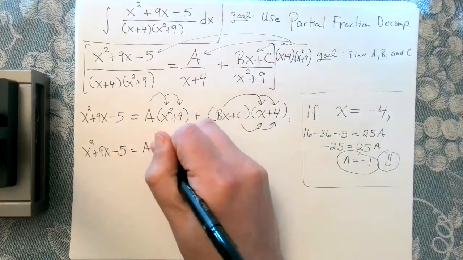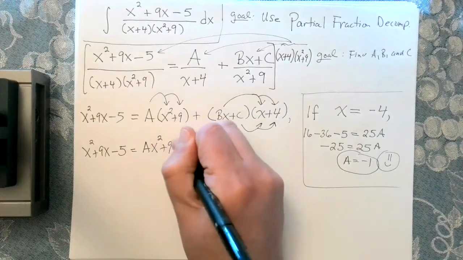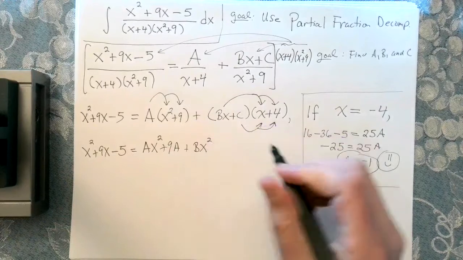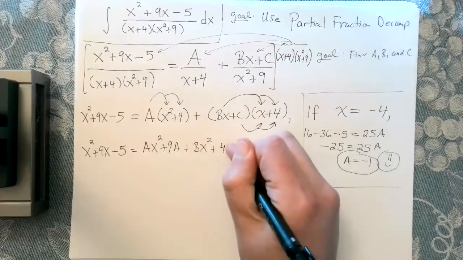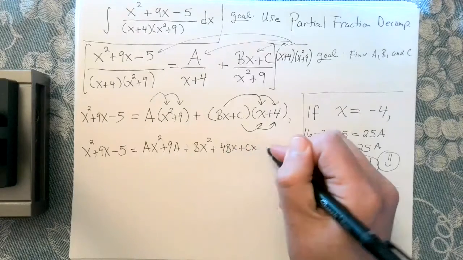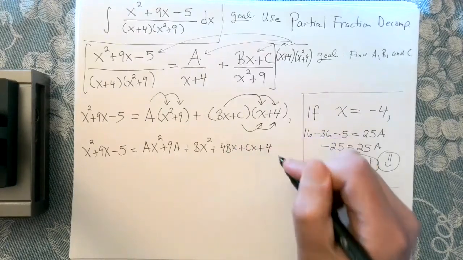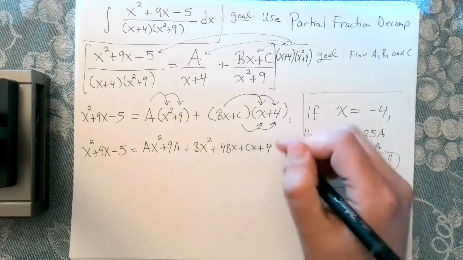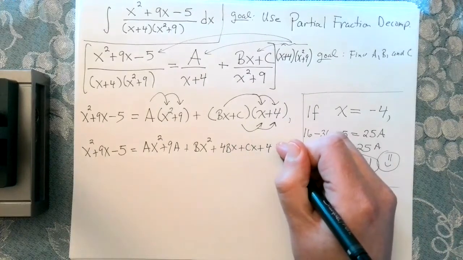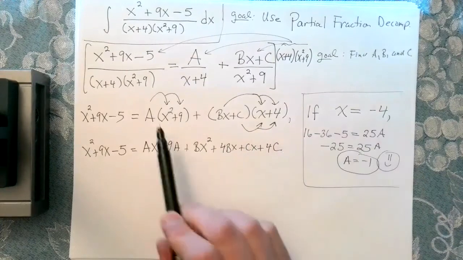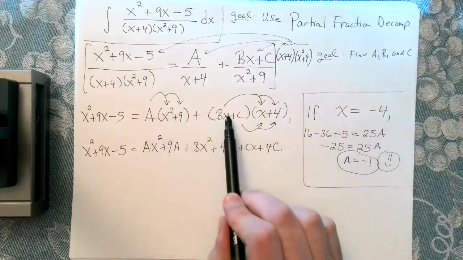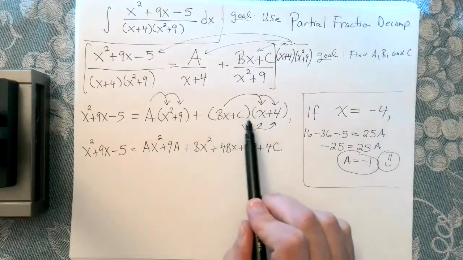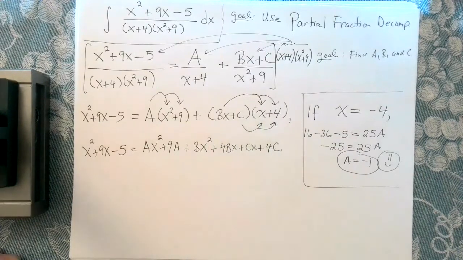All right, so what do we have here? So a x squared plus 9a plus, looks like bx squared plus 4bx plus cx plus 4c. And I'm going to double check. I think that's a good idea because one mistake here could potentially ruin the problem. So it's always smart to double check. Okay, so I'm happy about that.